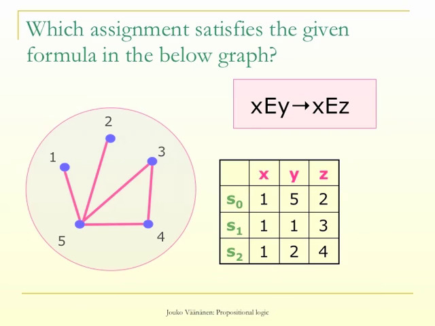Which assignments satisfy the formula XEY implies XEZ in the below graph?